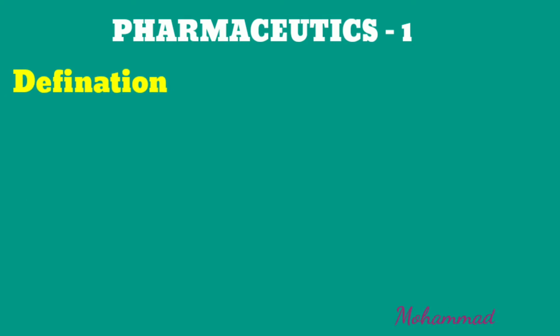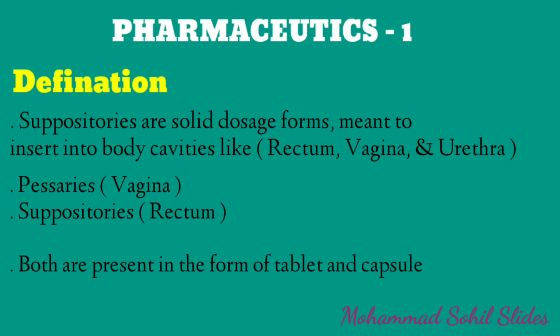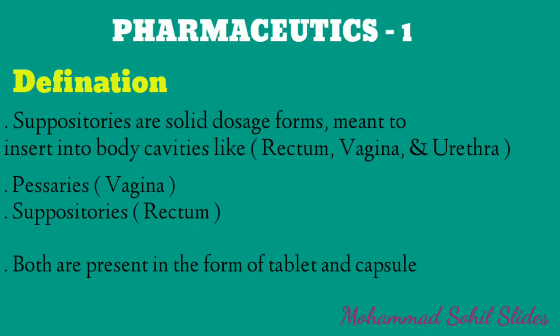So first of all, what do we mean by suppositories? Suppositories are solid or stiffened dosage forms meant to be inserted or introduced into body cavities like the rectum, vagina and urethra. They are formulated as bougies for the nose and urethra, pessaries for the vagina and suppositories for the rectum. They are also formulated as tablets and capsules and are referred to as vaginal tablets and capsules. Suppositories are introduced into the rectum, vagina or urethra, where they melt, get softened and dissolved to produce local or systemic effects. So this is the basic definition and introduction behind suppositories.